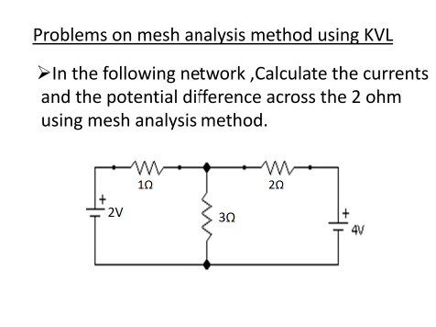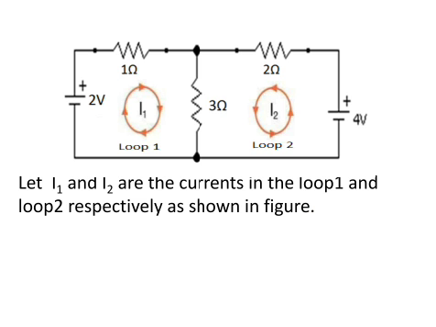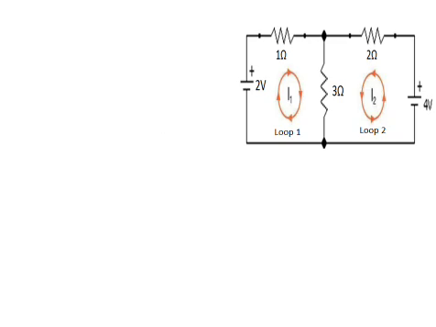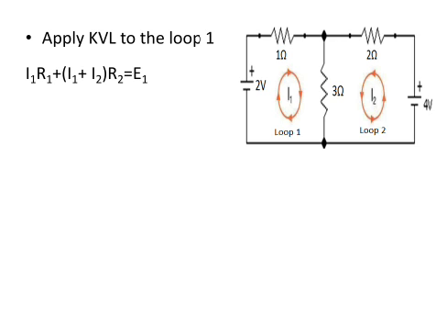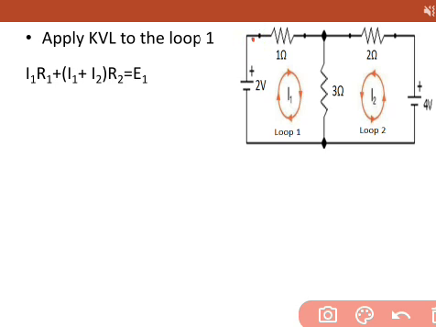Next, problems on mesh analysis method using KVL. In the following network, calculate the currents and the potential difference across 2 ohm using mesh analysis method. Consider the given network. Let I1 and I2 be the currents in loop 1 and loop 2 respectively. Next, apply KVL to loop 1. I am starting from this point.